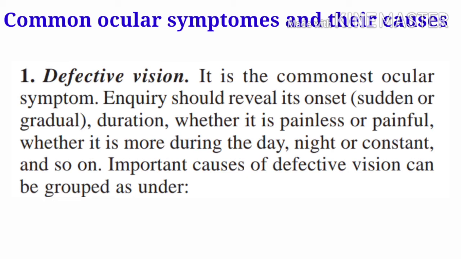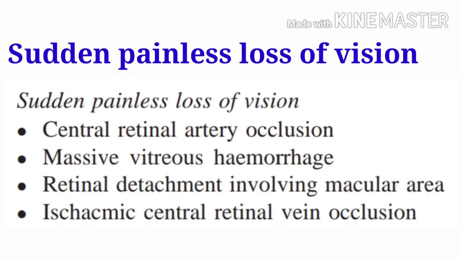Important causes of defective vision can be grouped. Sudden painless loss of vision: central retinal artery occlusion, massive vitreous hemorrhage, retinal detachment involving the macular area, and ischemic central retinal vein occlusion.